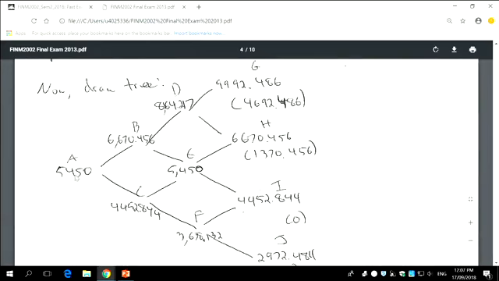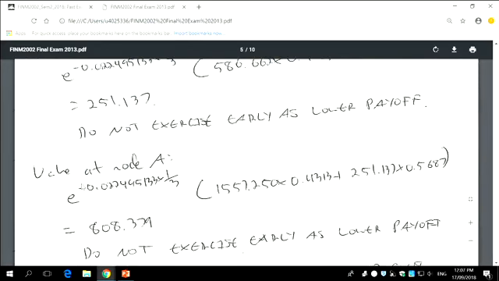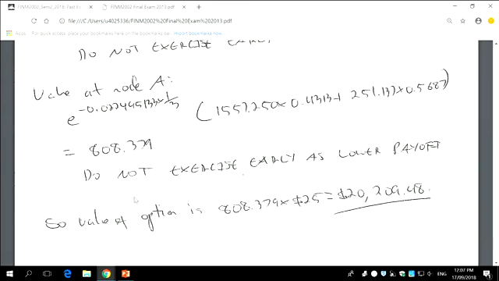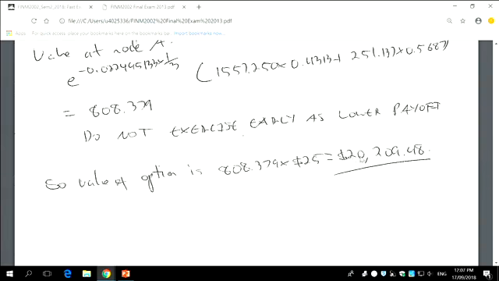Well, exercising early would lead to a payoff of 150, and 808 is higher than 150, so I don't exercise early. Most people would stop there, but you can't, right? It is in point form, and you're meant to find out the value of this particular option. So you have to take those 808.379 points, multiply them by $25 per point to give you $20,209.48. Okay, that is the value of this particular option.